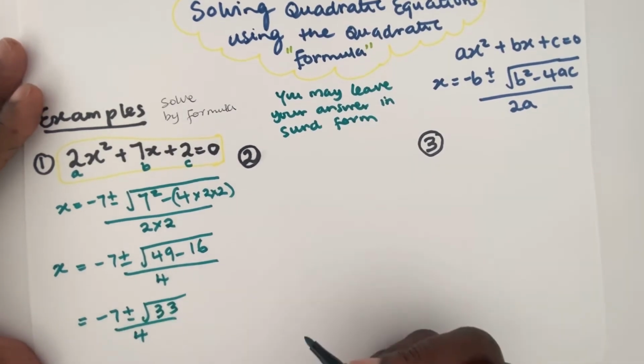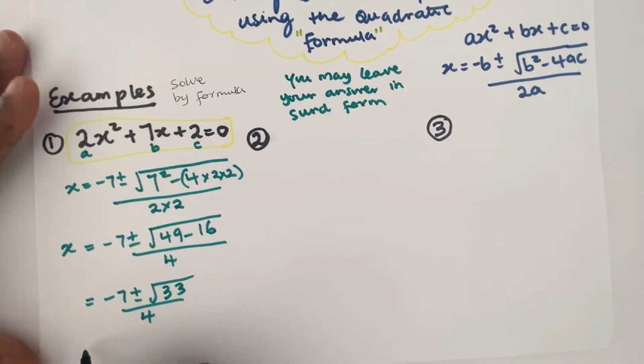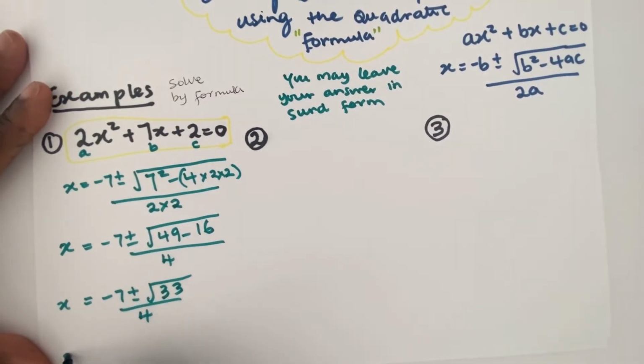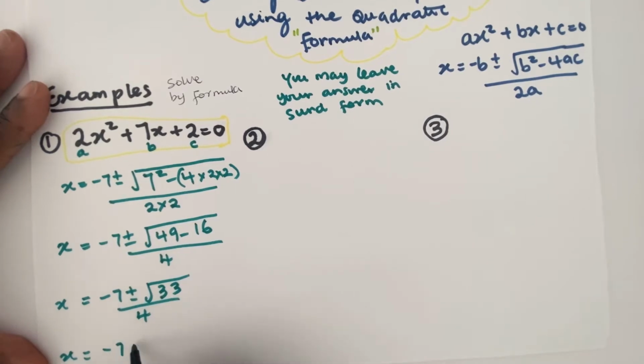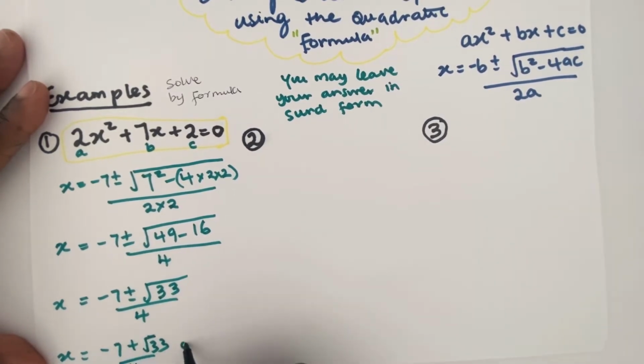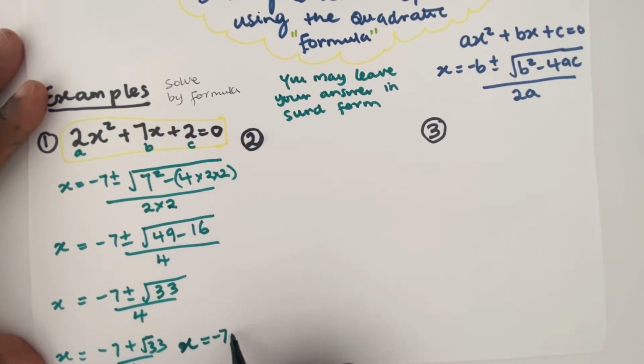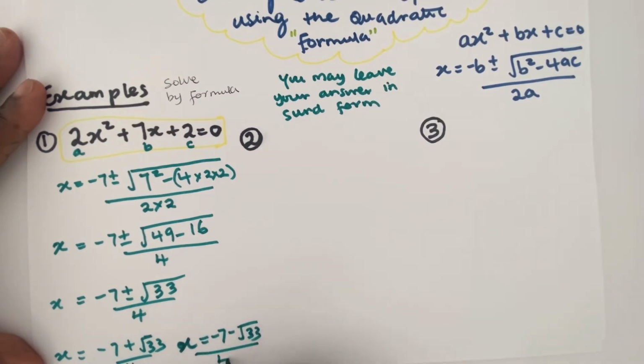Now you can split that into the two solutions, yeah? So x would either be equal to minus 7 plus square root of 33 over 4, or x would be equal to minus 7 minus the square root of 33 over 4.